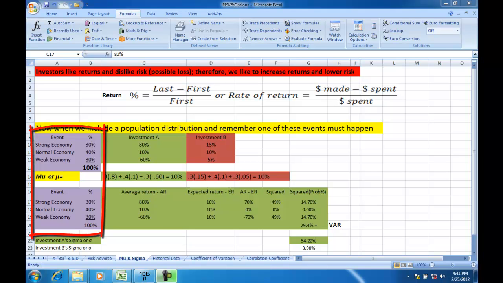Now, on your computer screen, you should see two purple sections. These are showing the event possibilities: a strong, a normal, and a weak economy. 30, 40, and 30. They all add up to 100 because one of the three will occur.